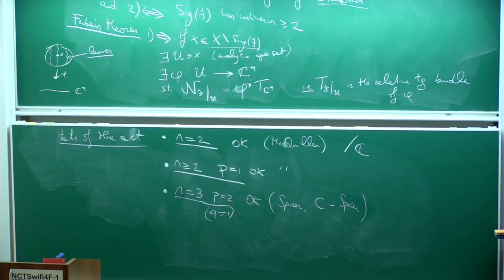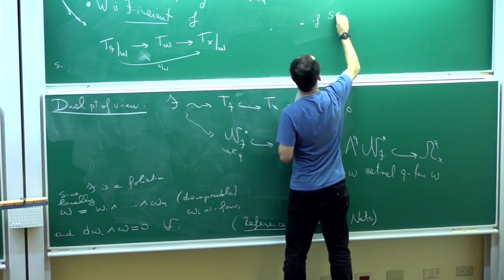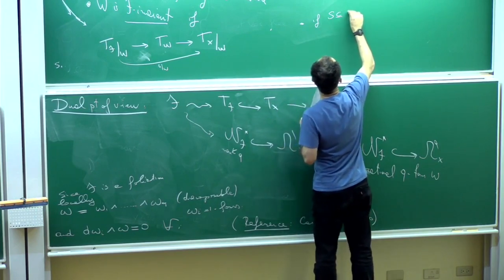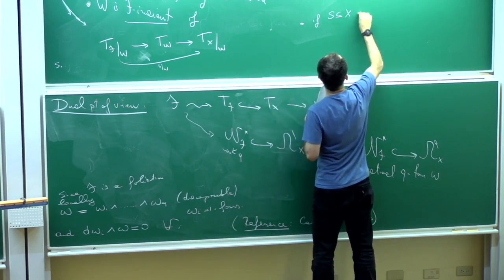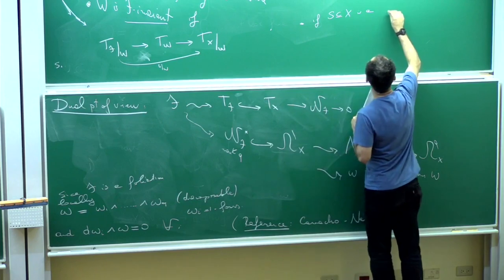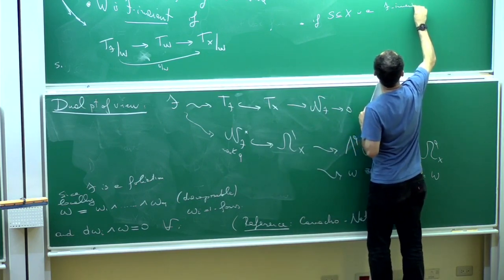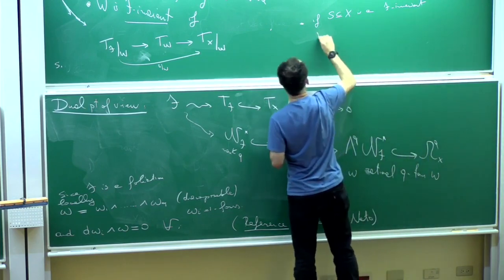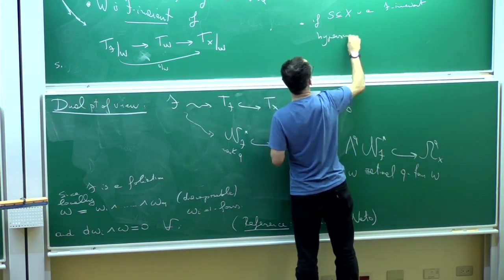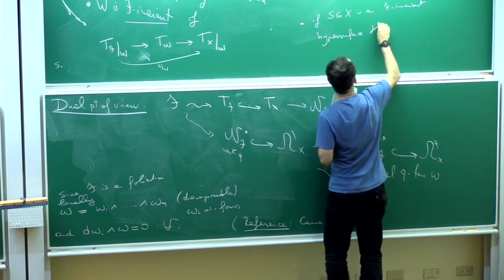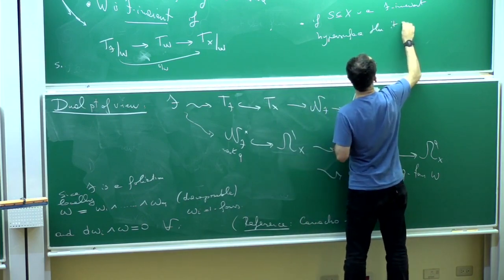And then one more word, but all these words are very, very similar to each other. Let me do it here. If S is an F-invariant hypersurface, then it's called a separatrix.